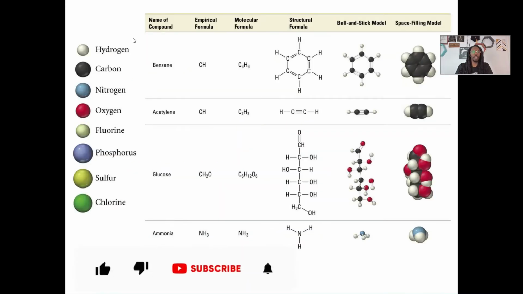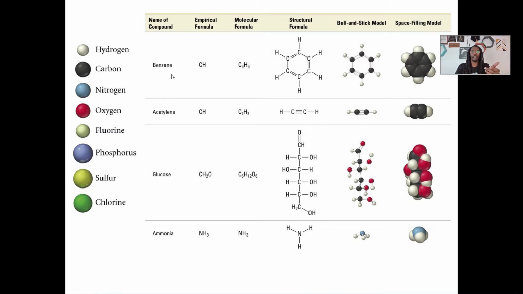Right now I'm just going to show you on the side here the different elements that you might see over in this side. We have hydrogen, carbon, nitrogen, oxygen, fluorine, phosphorus, sulfur, and chlorine. The reason they look like this is that once you get to organic, or if you've ever tried building compounds, these are usually the colors associated with those compounds. I can't give you the reason.